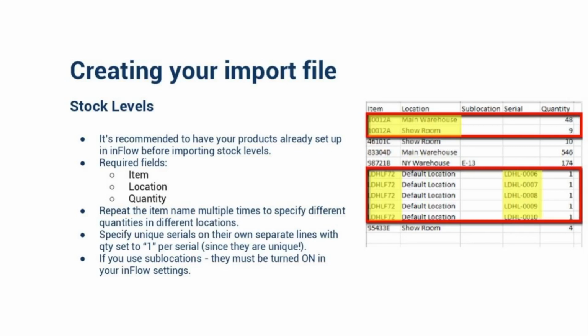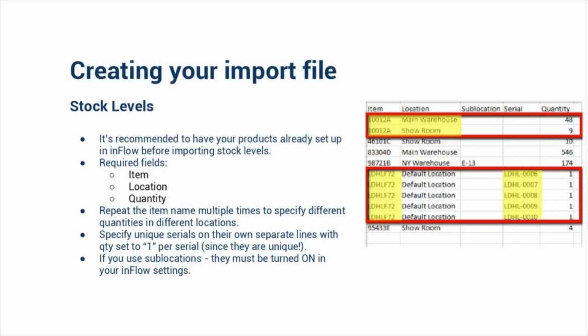Similarly, if you've got serial numbers, you are going to import each serial on its separate line. As you know, each serial number is unique, so you're only going to have one of every serial. So it's probably quite straightforward to keep the quantity at 1 for each serial number. And you're just going to repeat that item on every single line for each serial. That's highlighted in that second red rectangle.